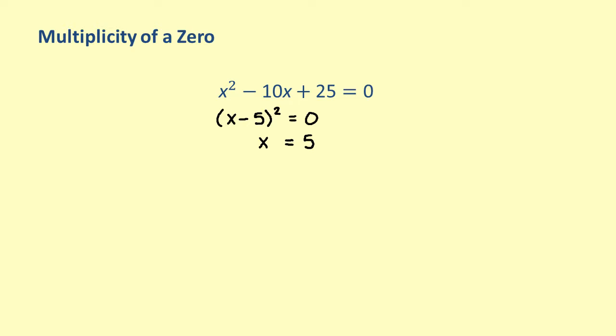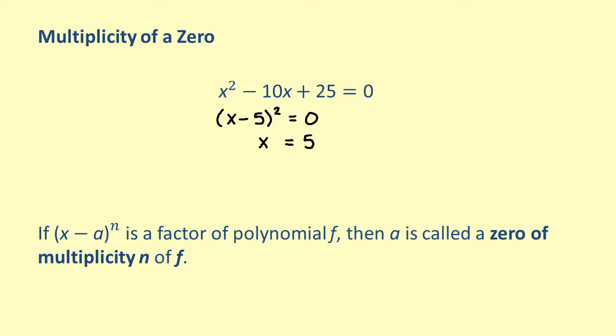So let's recap. If the quantity x minus a to the nth power is a factor of polynomial f, then a is called a zero of multiplicity n of f. In this case, x minus 5 squared is a factor of polynomial f, so 5 is a zero of multiplicity 2 of f.